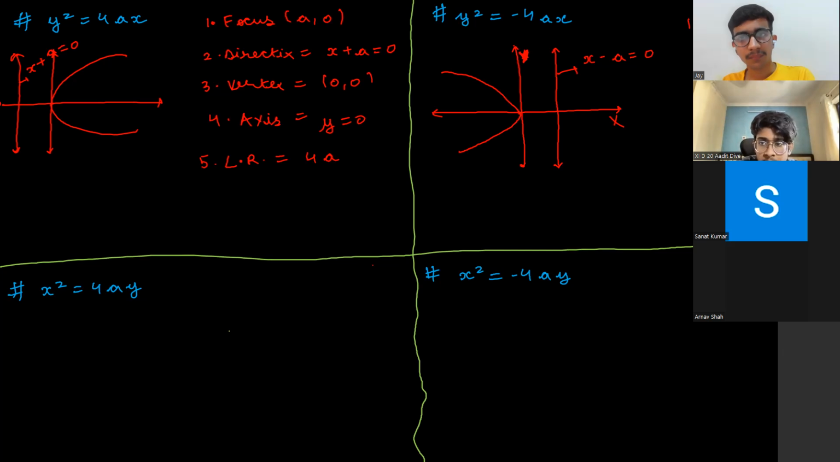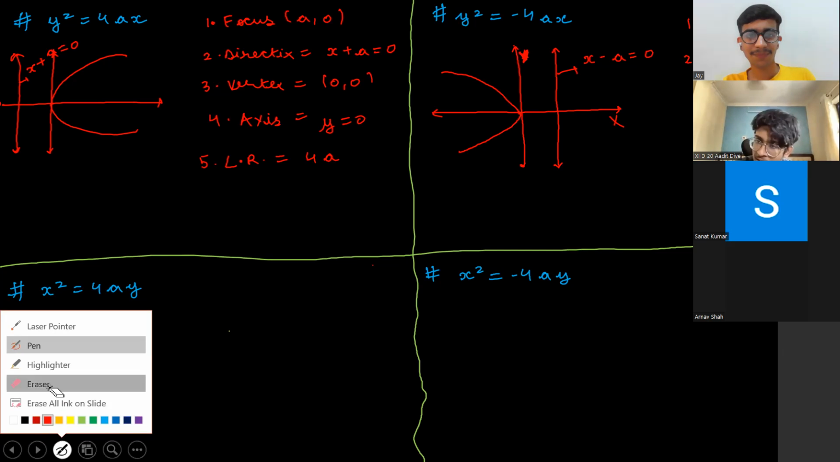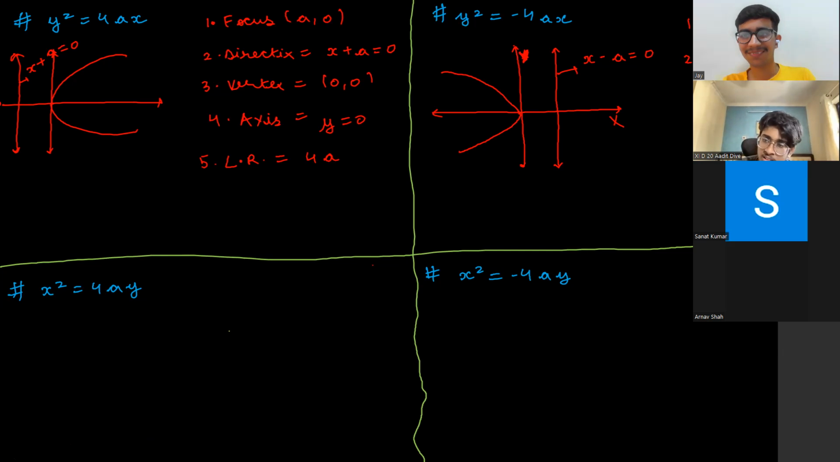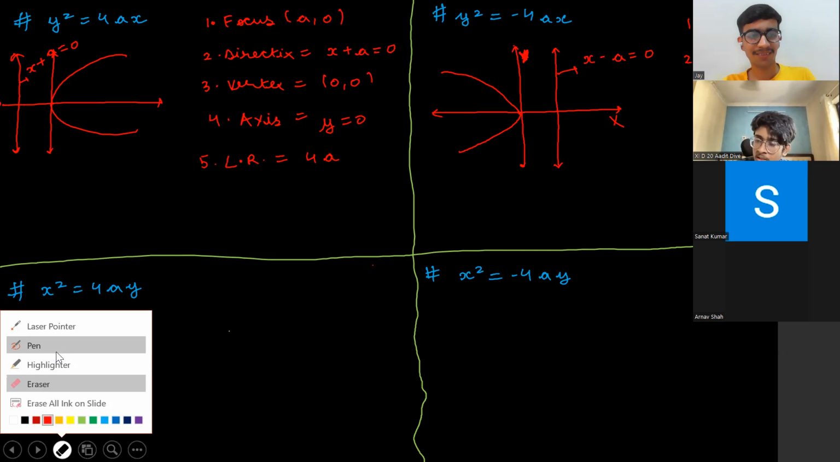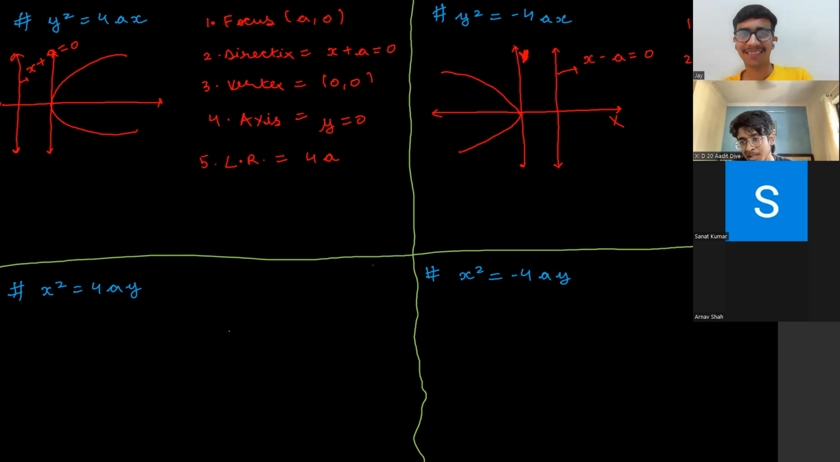Minus a comma 0. Exactly, it will go in the same order. Directrix is what? x minus a equal to 0. Okay, vertex will be minus a minus 0 comma minus 0, right? 0 comma 0. Minus 0 is not the same as 0. Minus doesn't exist, only 0 comma 0. Okay, so vertex is 0 comma 0.